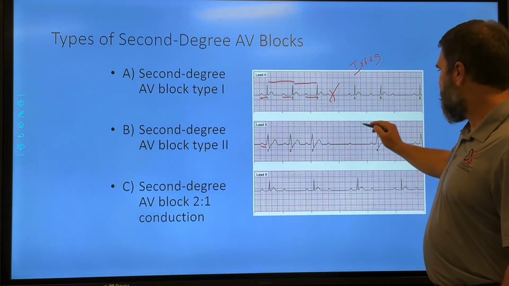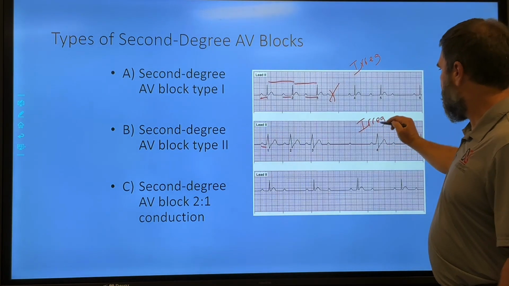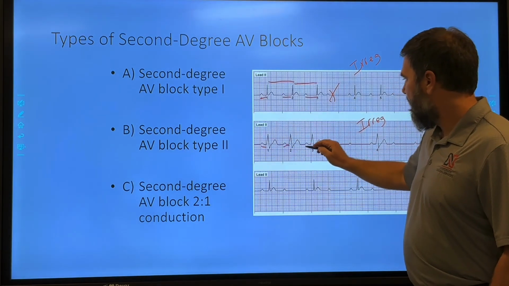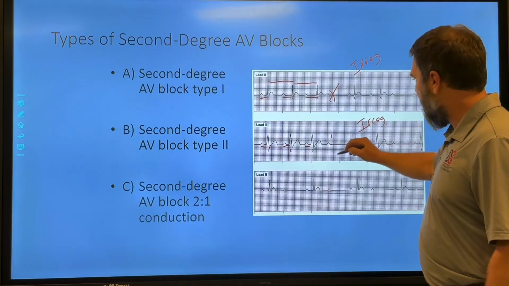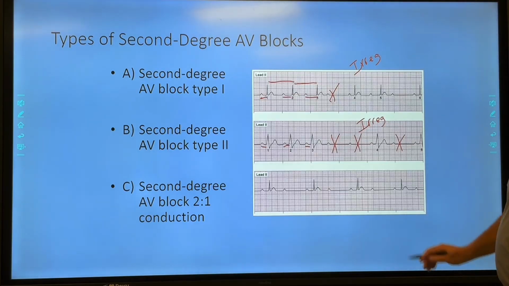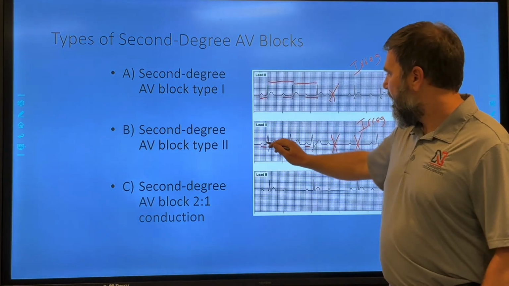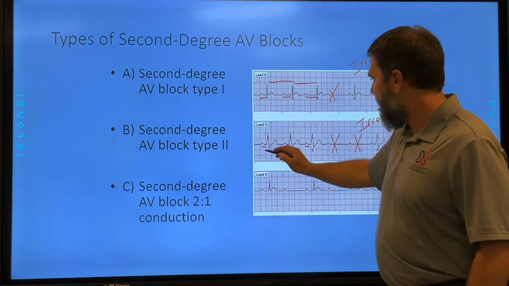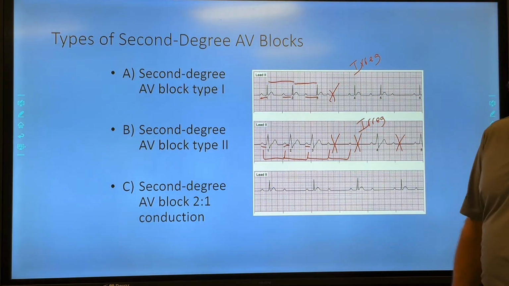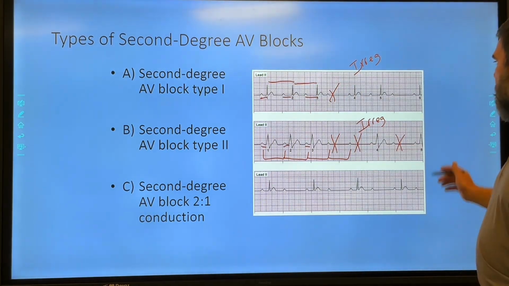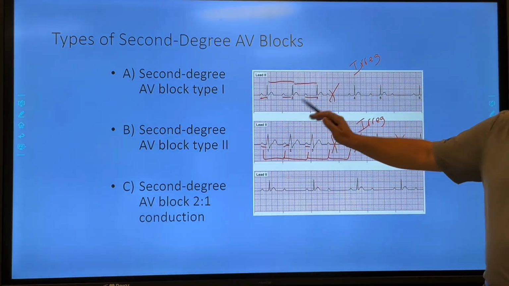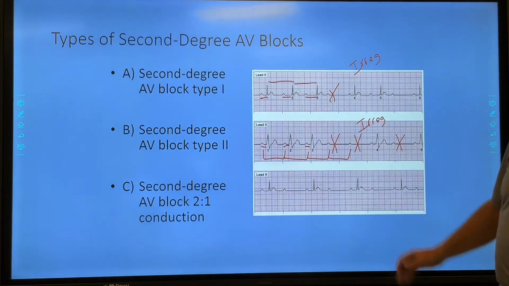Secondary type 2. Overall, the rhythm's irregular. We have 1 P wave QRS, 1 P wave QRS, 1 P wave QRS. The PRI is the same when it's present. We have these random drop beats. So notice the irregular rhythm. We have random drop beats, but the P-to-P interval is consistent and regular. Our ventricular rate is irregular. So secondary type 2: constant PRI when present with an irregular rhythm.